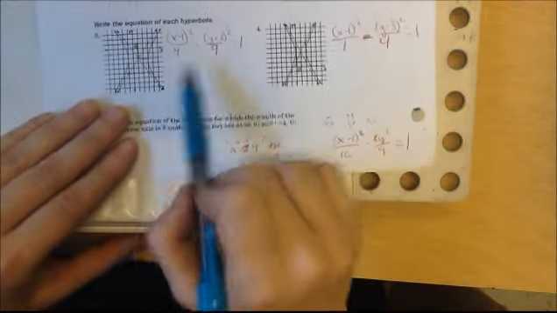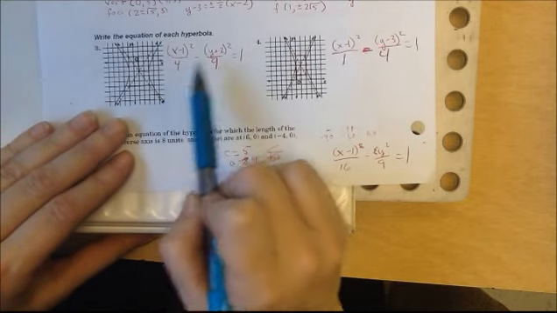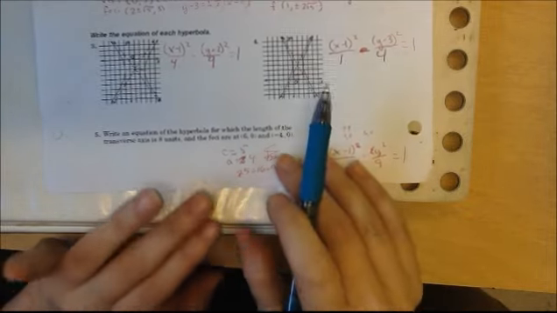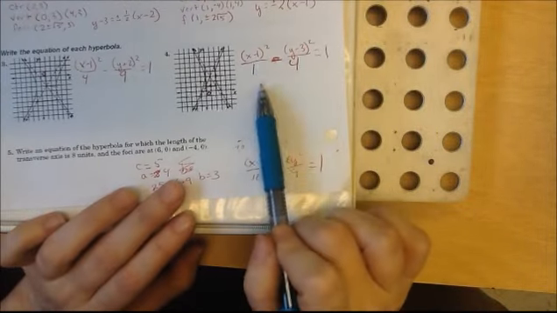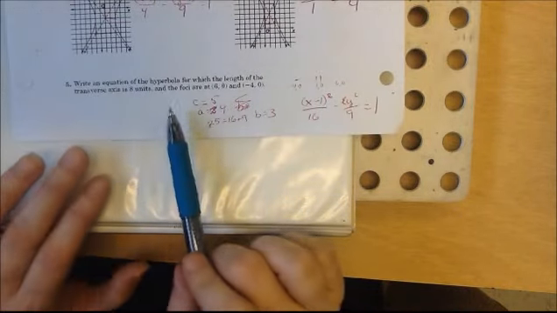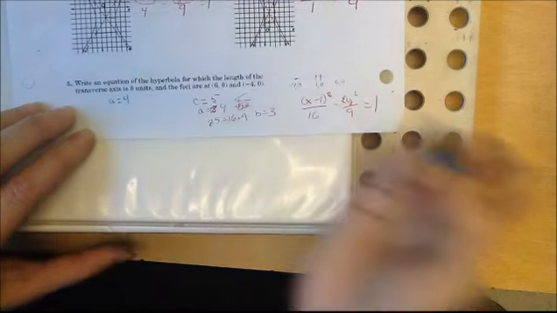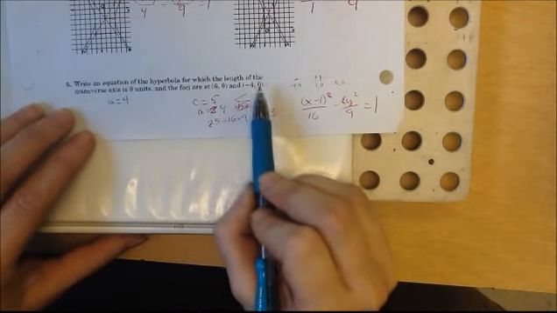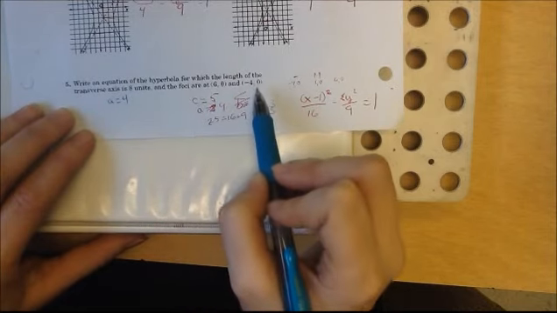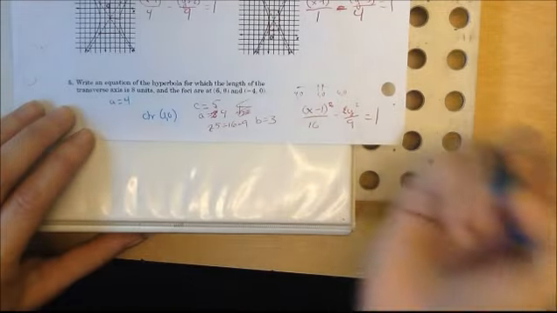Writing the equation from the graph, we already practiced some of this. Opens horizontally, x minus 1 squared over 4 minus y plus 2 squared over 9. Sorry for the beeps. Number 4, x minus 1 squared over 1 minus y minus 3 squared over 4 equals 1. And number 5, length of the transverse axis is 8 units, which tells me that a is 4. Foci are at 6, 0, and negative 4, 0, which tells me that c is 5, and that the center is at 1, 0.